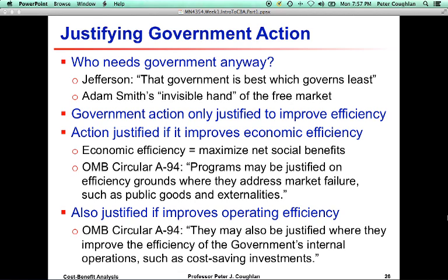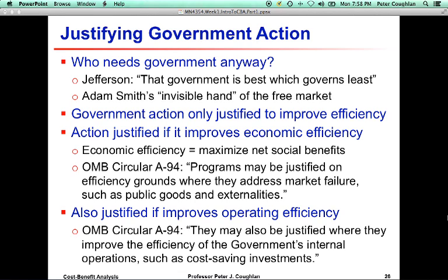And so any government action, whether by the Army or by the Environmental Protection Agency or any government agency or entity, is only justified if it can improve efficiency. The OMB Circular A-4 talks about the idea that the only reason there's a role for government is if somehow the private market is inefficient, and that the government action is required to improve efficiency, either with an existing government program or with a new one.